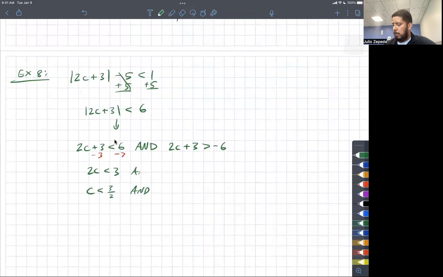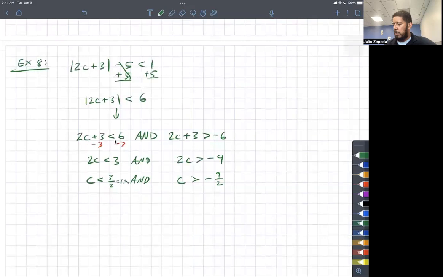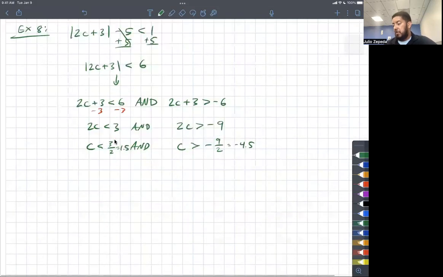And if we subtract 3 on the right-hand side of that inequality, 2c is greater than negative 9. Dividing by 2, we get c is greater than negative 9 halves. And so, 3 halves is 1.5, negative 9 halves is negative 4.5. And so now, let's go ahead and graph actually. What numbers are less than 1.5? Here's 1, 2. So 1.5 is here.